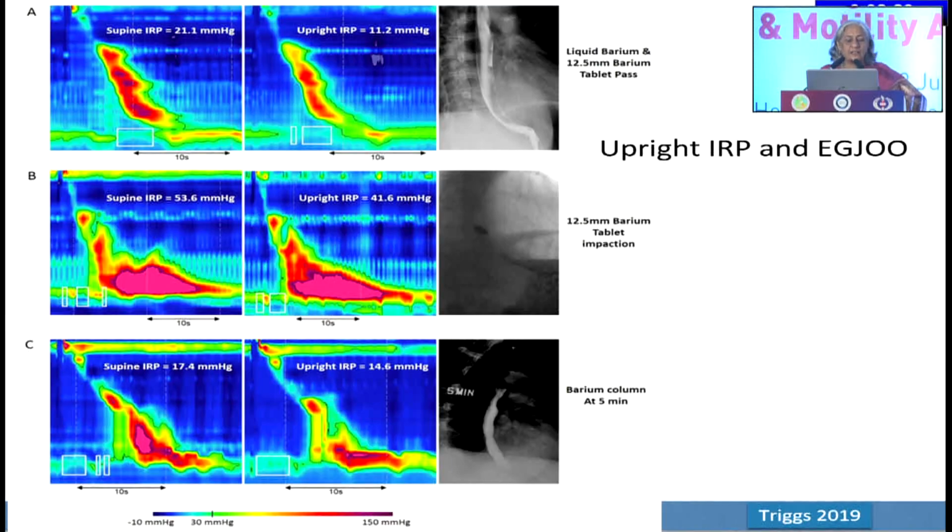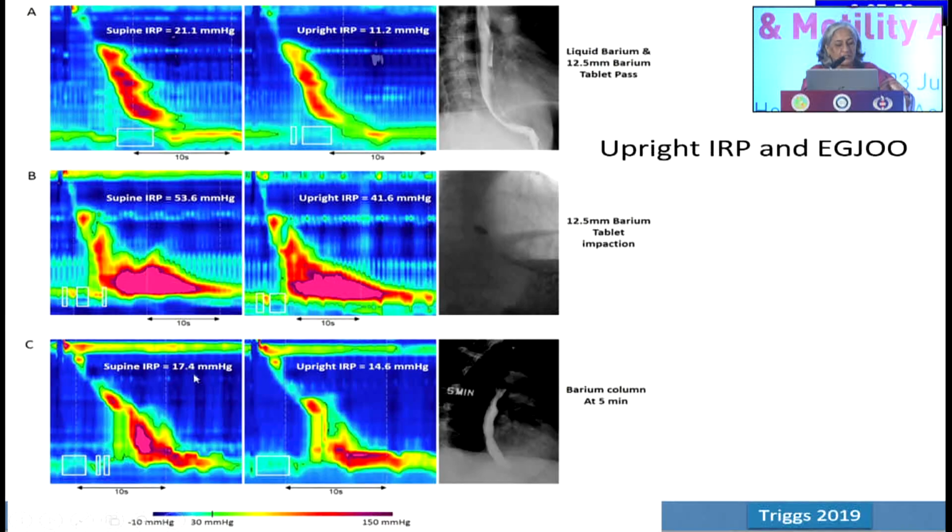And you see that in the first slide on the top, the IRP in the supine position is 22. When the patient was made to sit up, it was normal. And you see the barium on the right, it's absolutely normal. In the second slide, you see that the supine IRP is 53, upright IRP is also elevated. And this patient turned out to have spasm. You see the barium tablet stuck here. I think the barium is not very clear, but it's stuck here, suggesting that there is an obstruction there.